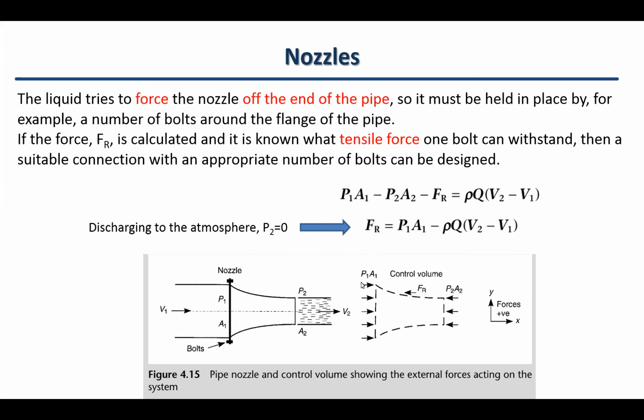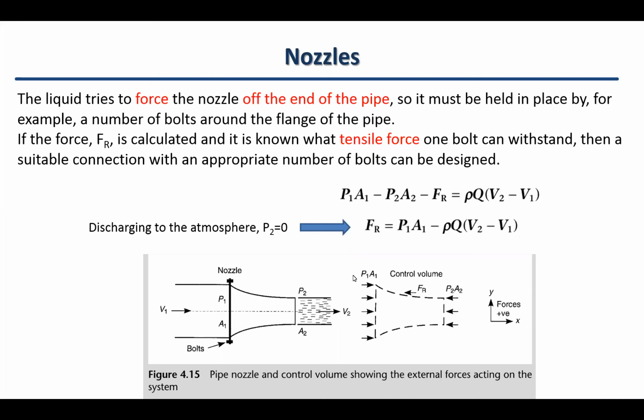We can just write P1 A1 minus P2 A2, which is in the reverse direction, minus FR, which is in the reverse direction. You can see a negative direction. In the positive direction is P1 A1. So this is the algebraic forces. And on the right hand side, rho Q times V2, which is in the positive direction, minus V1, which is in the positive direction.